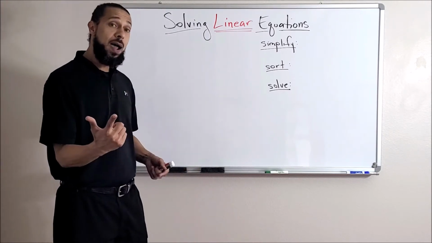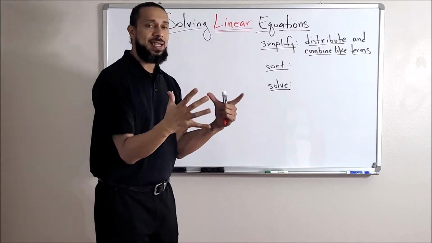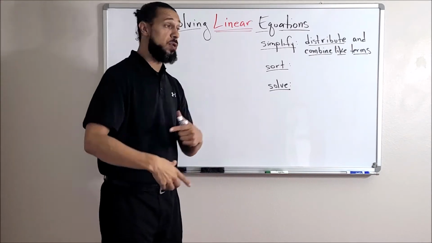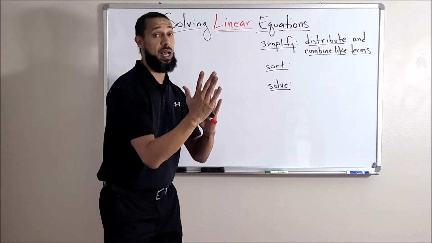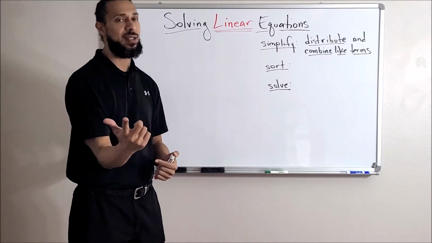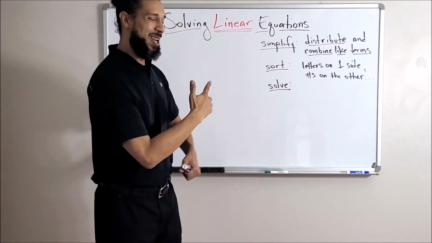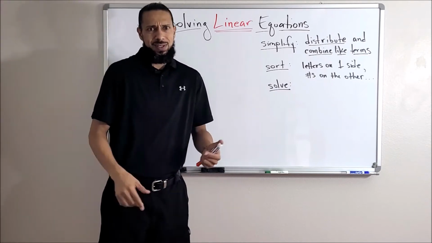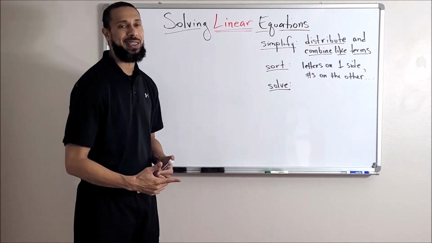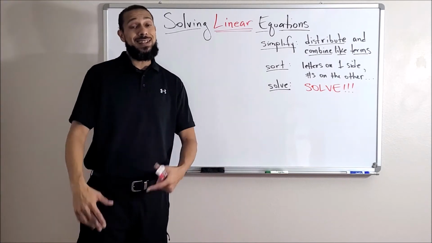By simplify, I mean this. Distribute, if that's necessary. If you see parentheses, we're going to distribute, and then combine like terms. We're looking to get these as simple as possible, right? So after the simplifying is done, then we sort. That means this. Letters on one side, numbers on the other. And then finally, we solve. But you know what that means. All right, you know the drill. Ain't nothing to it but to do it.